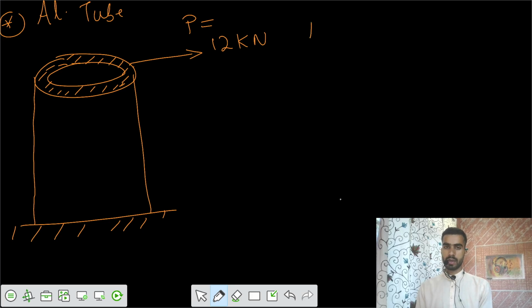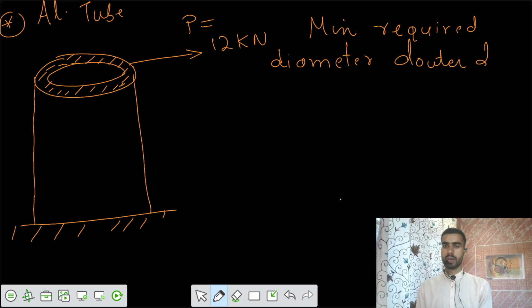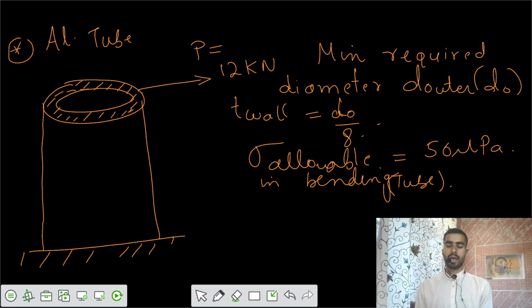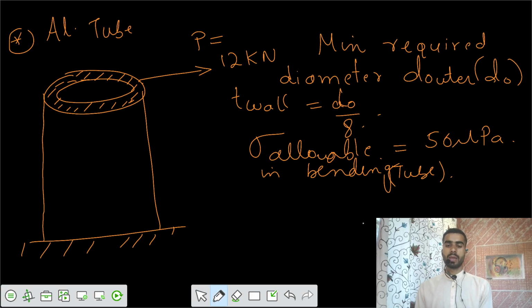Then you need to say what's the minimum required outer diameter, d outer. And if the thickness of the wall of this tube equals d outer by 8, and sigma allowable in bending equals 50 megapascal for this tube. So you have that allowable stress you can have in the tube, that equals 50 megapascal.